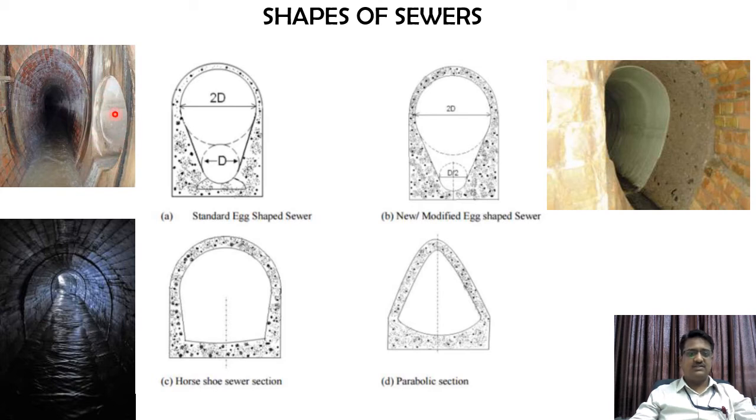From this lateral, it is coming to the main pipe where the diameter or section is quite large. Next one we have is the new or modified egg shaped sewer. Again the shape is similar, but here, instead of that d, they have reduced the diameter at the bottom. As you reduce it, the advantage is that the cleansing velocity can be easily maintained over here.